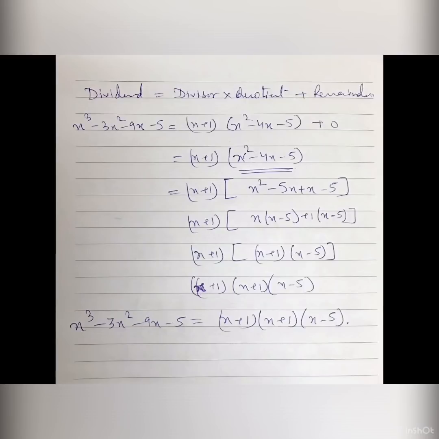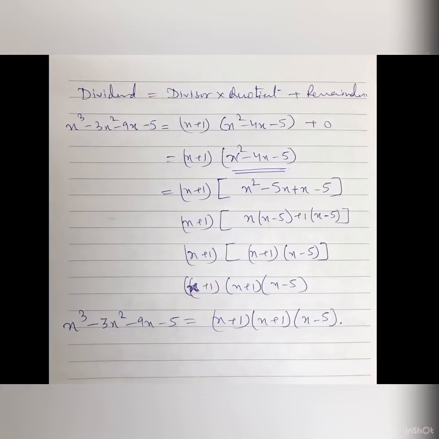So taking x common from the first two terms, we have x minus 5 inside the bracket, plus 1 common, so the second bracket is x minus 5. Now x minus 5 is common, take x minus 5, so in the second bracket we have x plus 1. So the two linear factors of p(x) are x plus 1 into x minus 5.